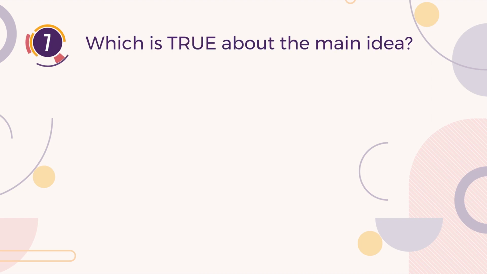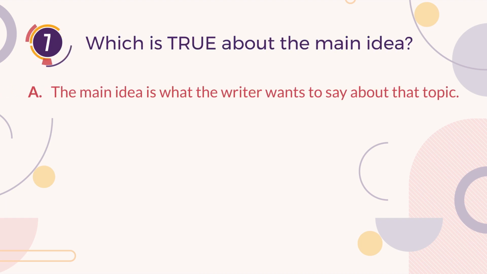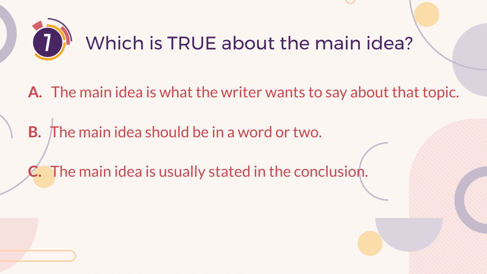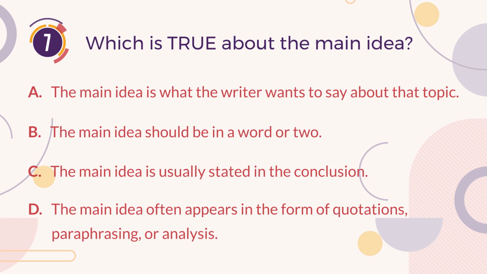Number 7. Which is true about the main idea? A. The main idea is what the writer wants to say about that topic. B. The main idea should be in a word or two. C. The main idea is usually stated in the conclusion. D. The main idea often appears in the form of quotations, paraphrasing, or analysis.